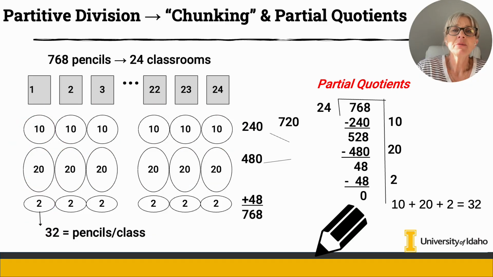Pause for a moment and see if you can see where that same idea is happening in the partial quotients example. Where do you see the 10 and the 20? Take note of the partial quotients, take note of why the partial quotients is more efficient. Is the thinking different, or is it just that the representation or modeling is different?